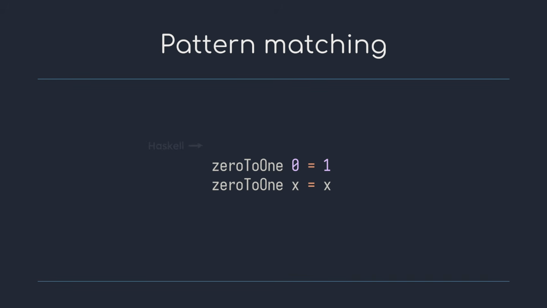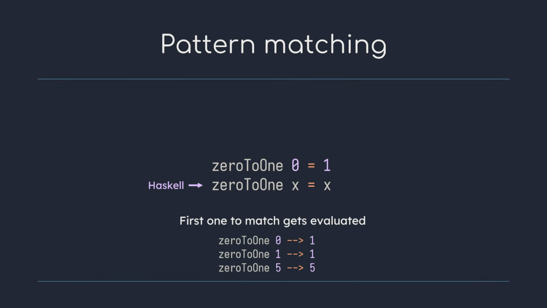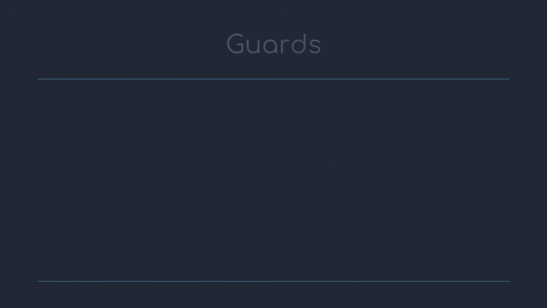Haskell will match the provided arguments against every pattern starting from the top, and the first one to match will be evaluated accordingly. This means the order in which you define the patterns is relevant. Cool, but how do we solve the else if problem? Pattern matching is not always sufficient to isolate cases in your code. This is where guards come in.